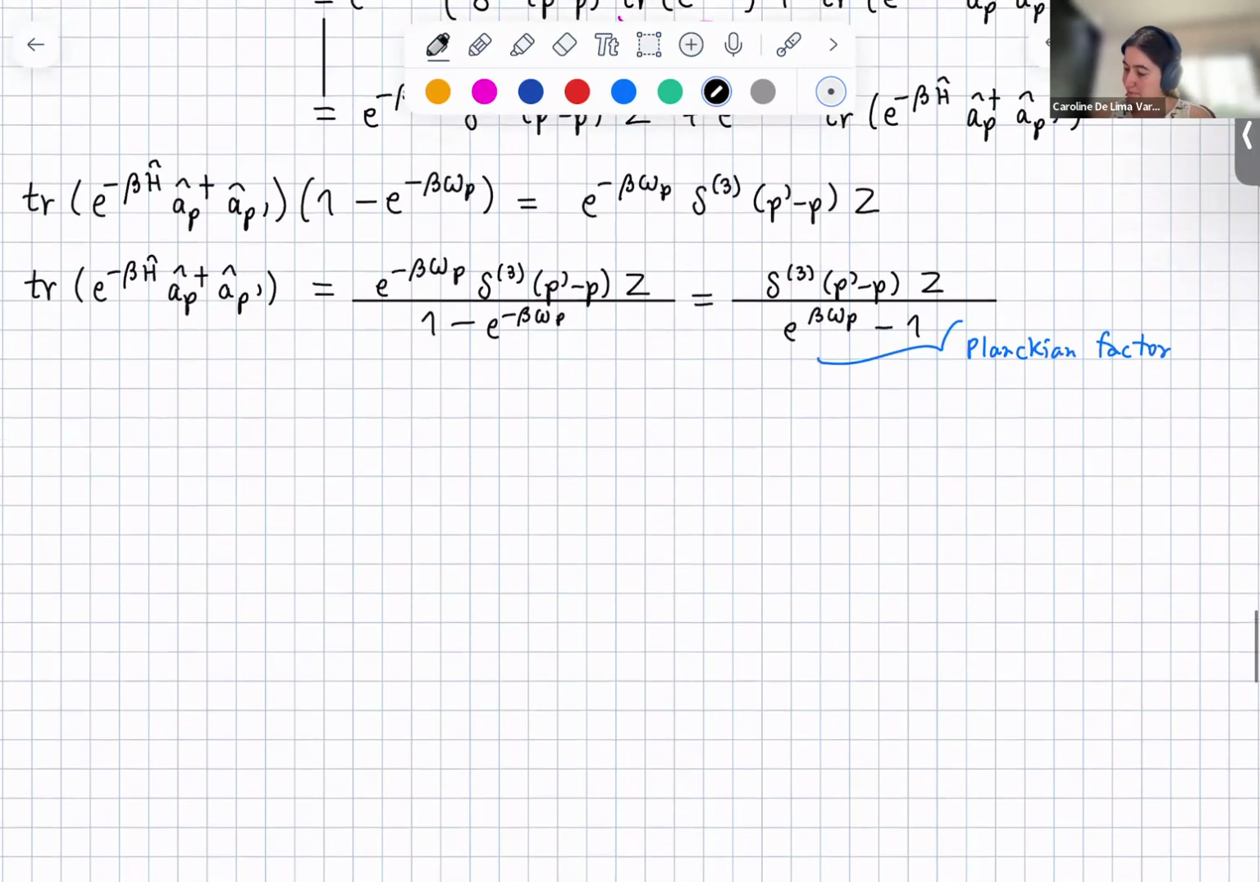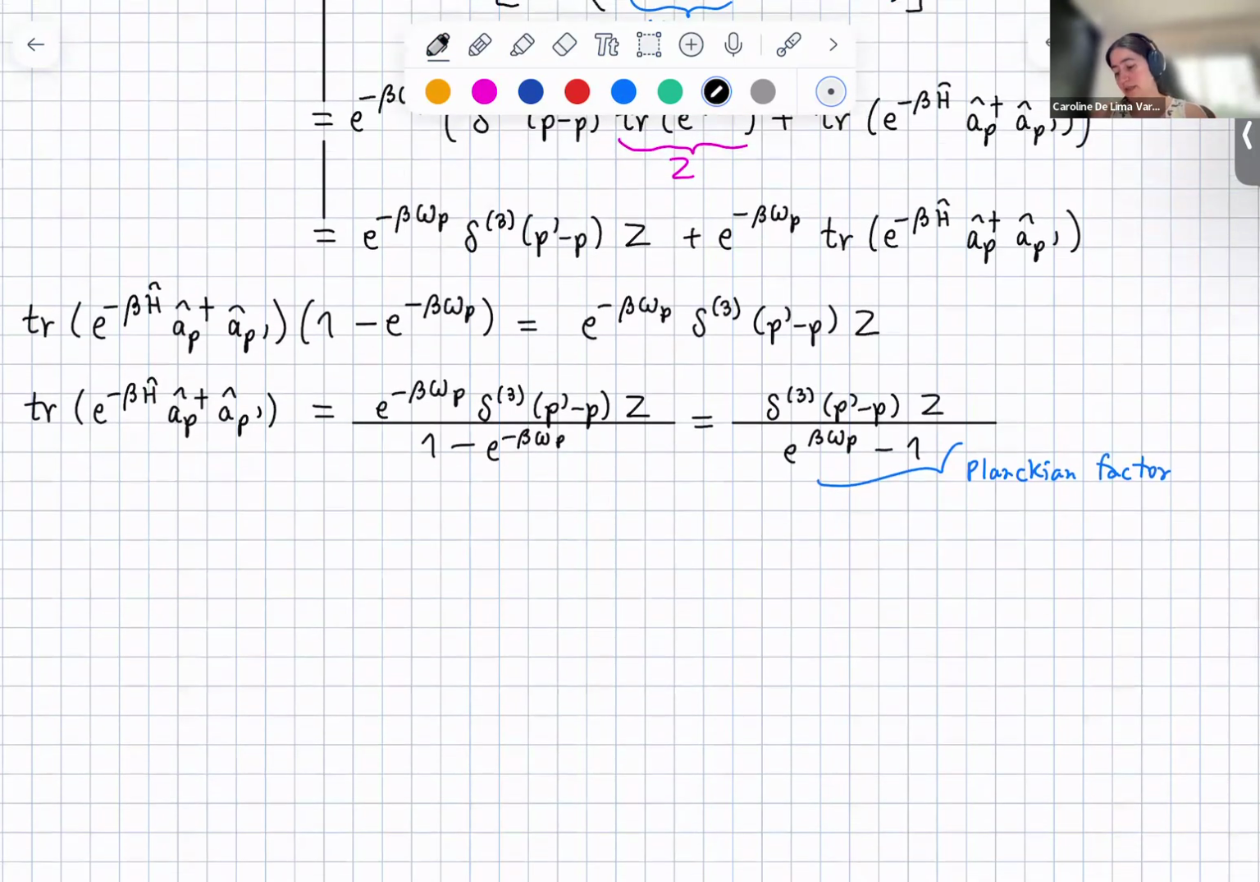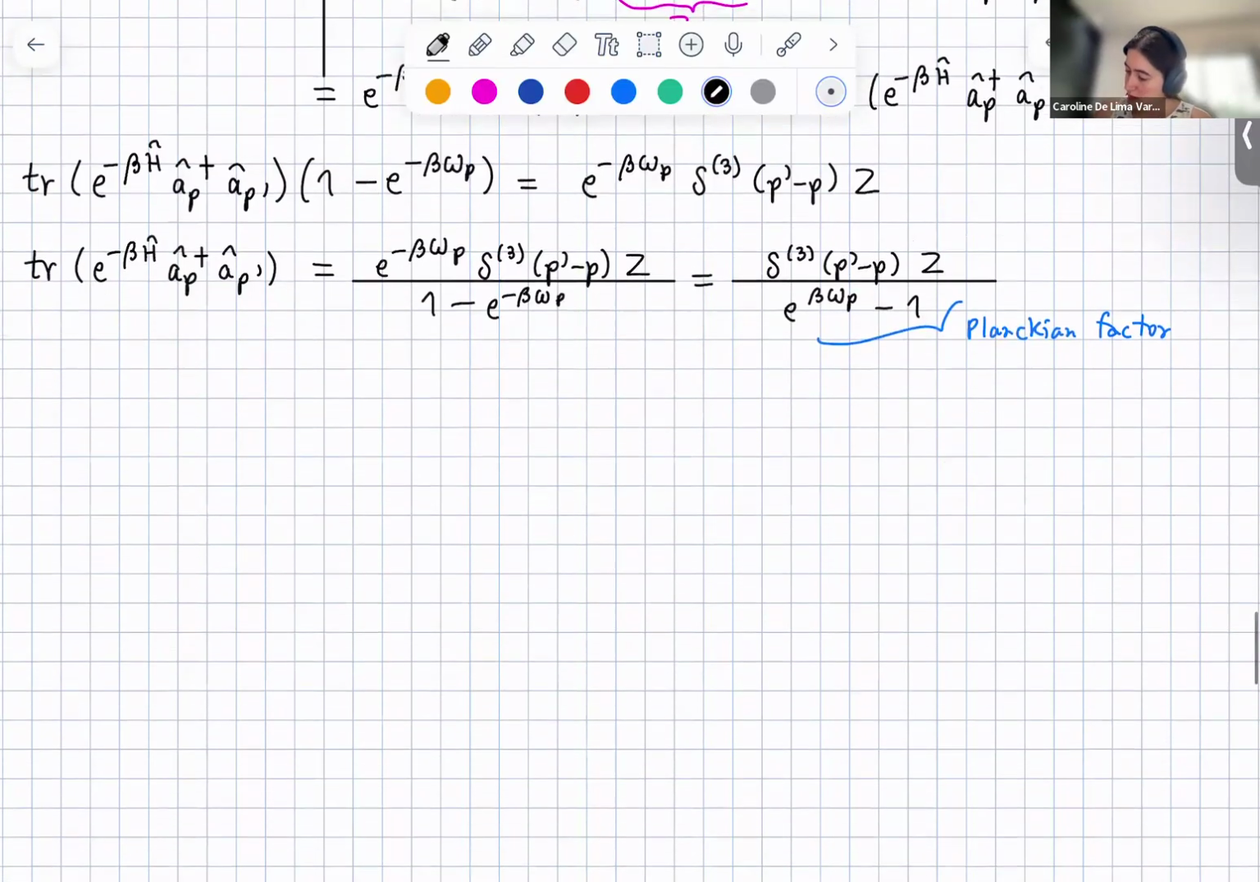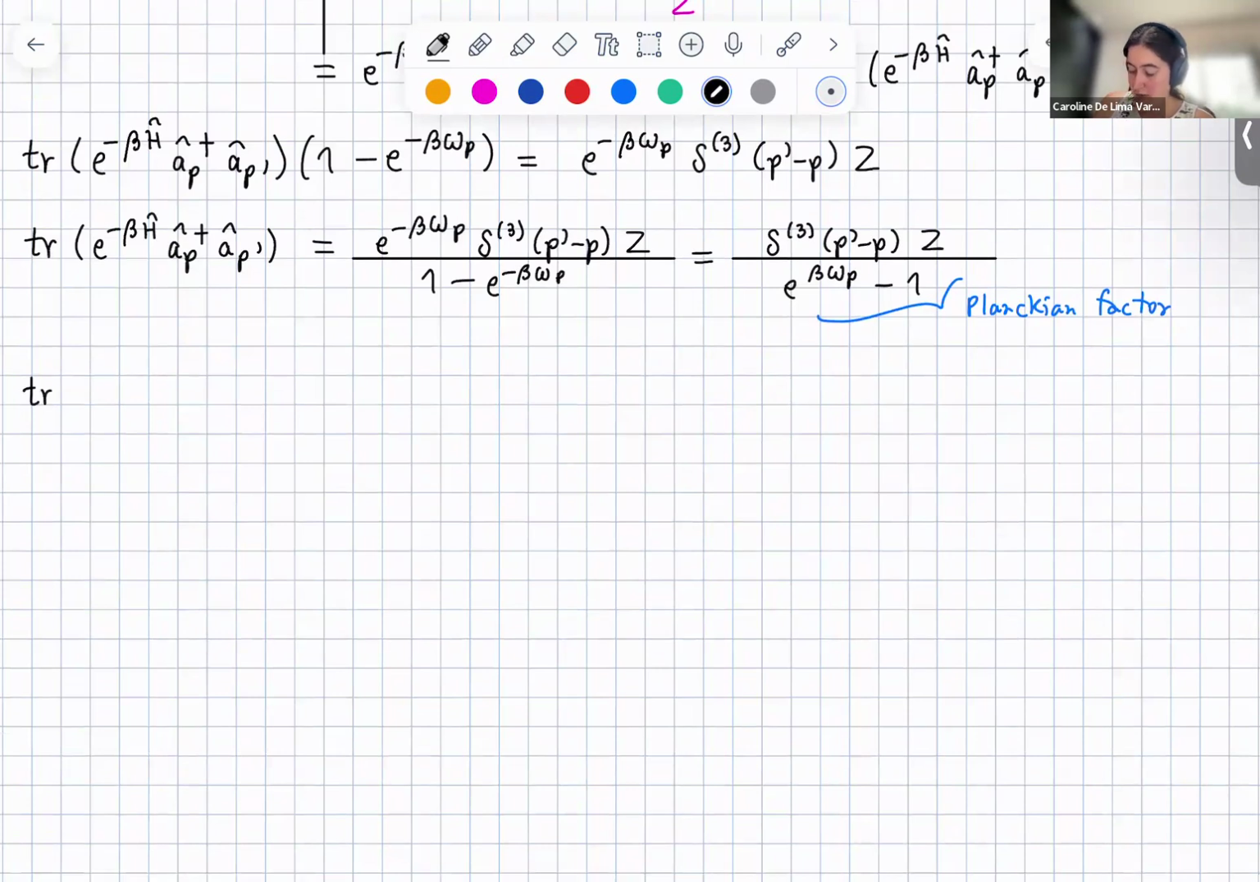And now, okay, so we already computed the trace of e to the minus beta H times creation, annihilation, annihilation. Now we have this creation, annihilation. We just missed the annihilation, creation, and then we are good to go. Almost good to go. So we need e to the minus beta H times the annihilation times the creation. Okay, so this term is going to give me the trace.